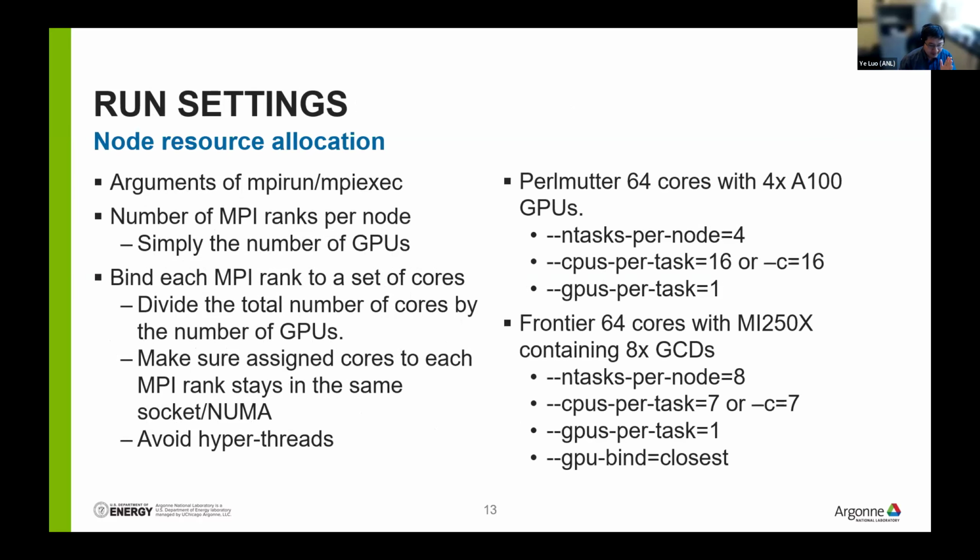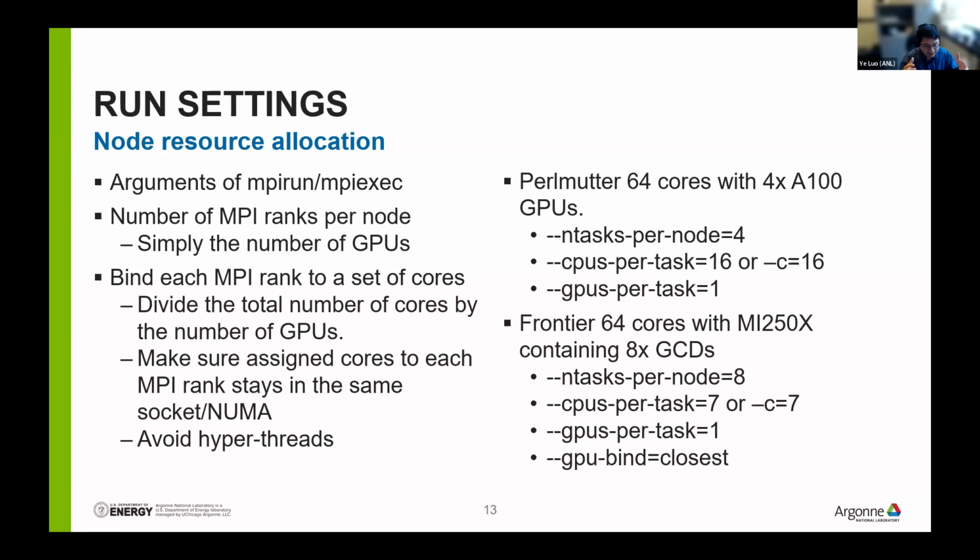Okay, I've explained that QMCPACK relies on crowds and threading. So now we need to decide how to set up the run, that is the MPI run or MPI exec in our simulations. For GPUs, first thing first, decide the number of MPI ranks per node, because QMCPACK works best with one GPU per MPI rank. Dedicate one GPU to each MPI rank. So the number of MPI ranks is exactly the number of GPUs.